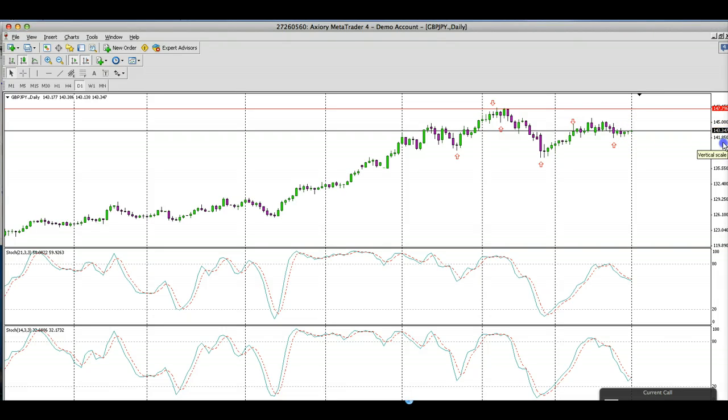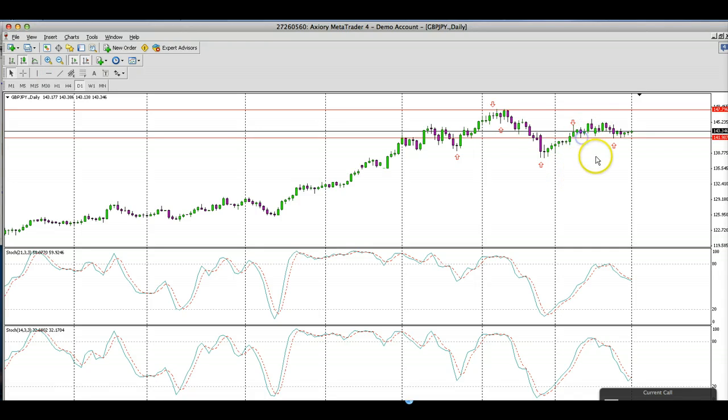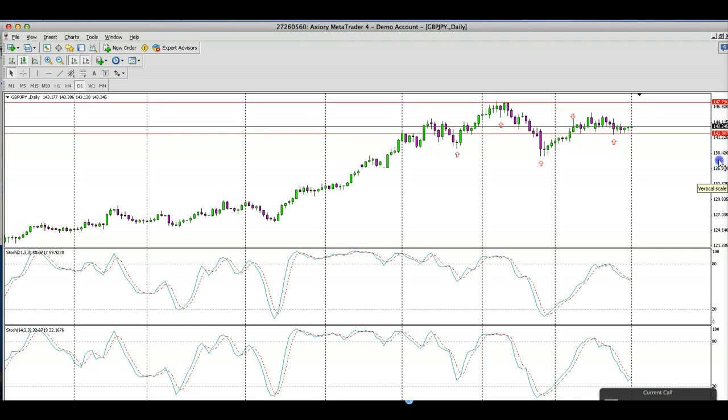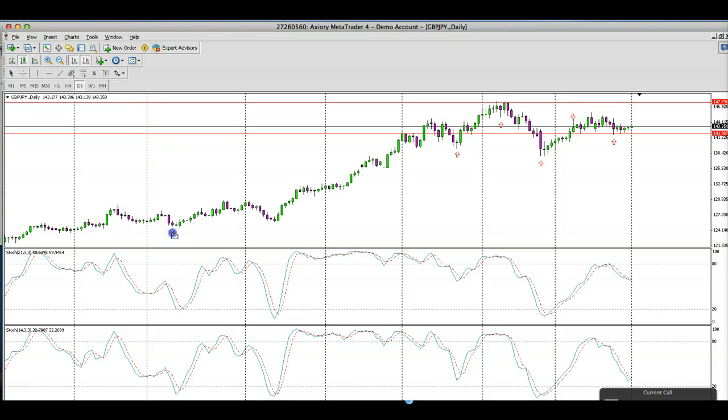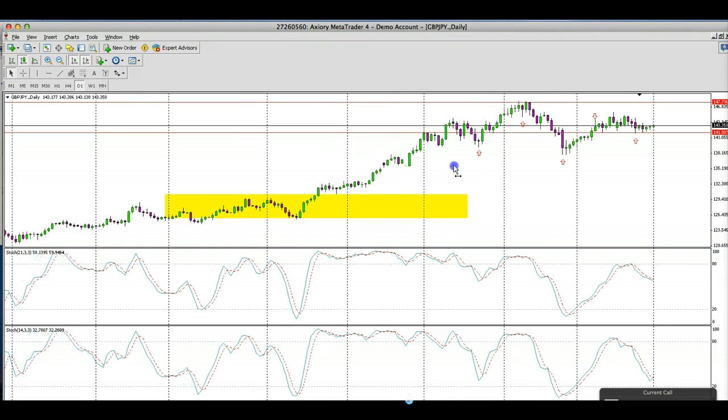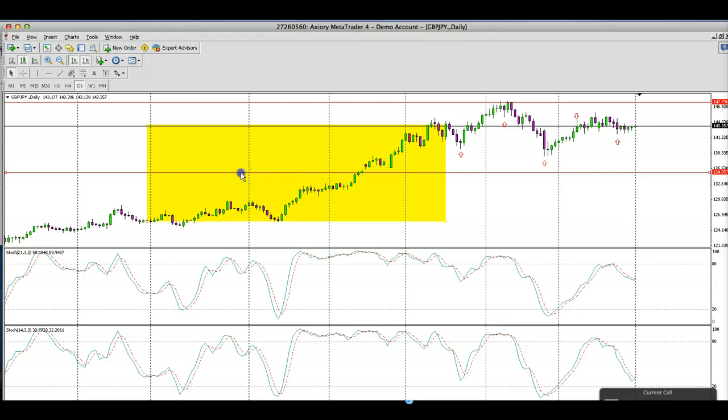It's finding support. Now, if it breaks this level down here, that 141.96, then we're back in a downtrend on a daily chart. So if, for example, this area here, let me highlight it. This hasn't happened yet, but let's say we're looking at this level here, and a swing point was broken here, which confirmed the uptrend.